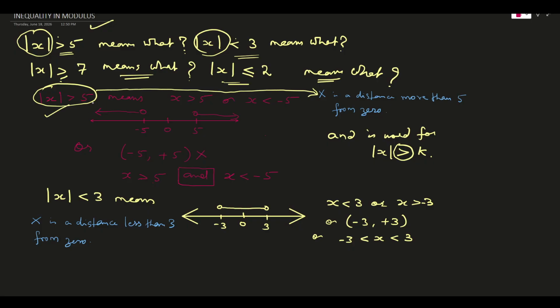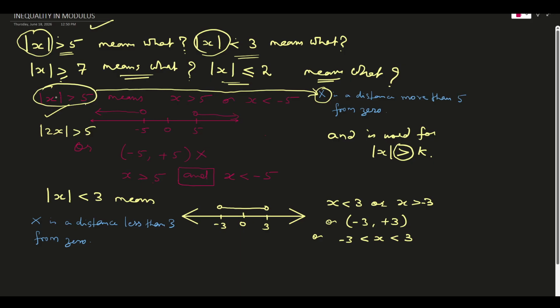Modulus of x greater than 5 means that x, now what is this x? Whatever is written between the two parallel lines. Now in this case, between the two parallel lines you have x. Now why I am telling you this? Because in future, very soon, you will be coming across modulus of 2x greater than 5, something like this. Then in this case, you have to interpret it as 2x is a distance more than 5 from 0. Right now it is modulus of x greater than 5.